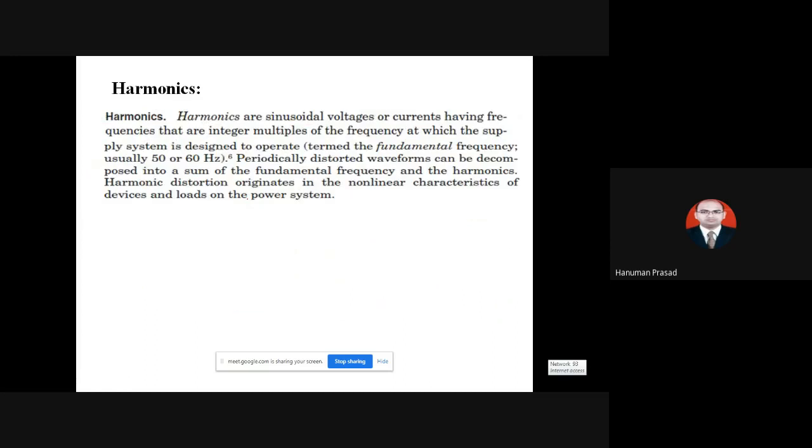What is the harmonics? Harmonics are sinusoidal voltage or current having frequencies that are integral multiples of the frequency at which the supply is designed to operate, the fundamental frequency, usually 50 Hz, and they periodically distort the waveforms. The main reason of harmonics is the non-linear behavior of power semiconductor devices.